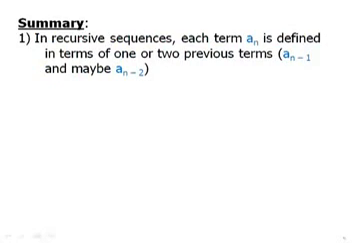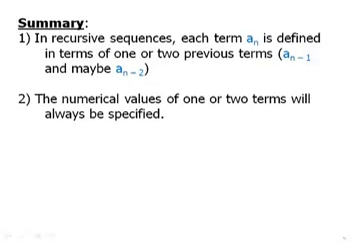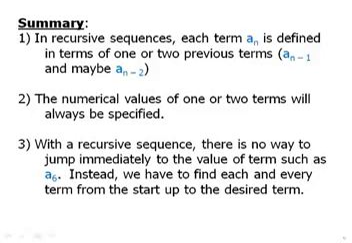In recursive sequences, each term, a sub n, is defined in terms of one or two previous terms. It's defined in terms of a sub n minus 1, and maybe in terms of a sub n minus 2. The numerical values for one or two terms will always be specified. With a recursive sequence, there is no way to jump immediately to the value of a term such as the sixth term. Instead, we have to find each and every term from the start up to the desired term.